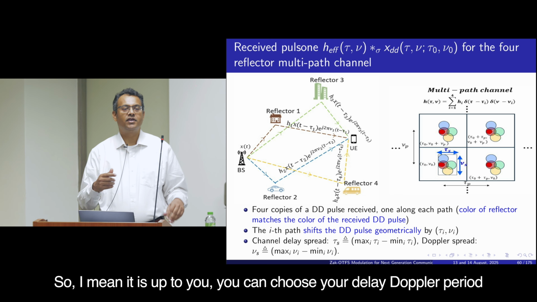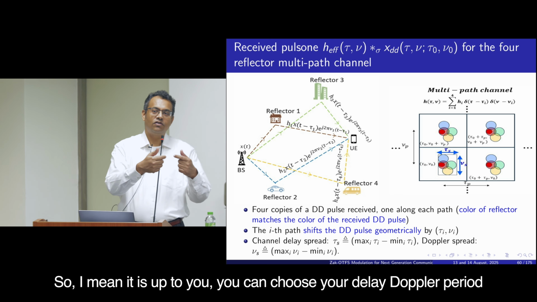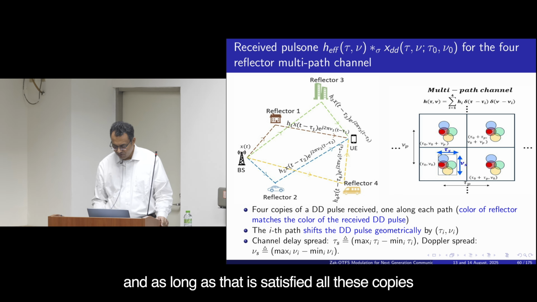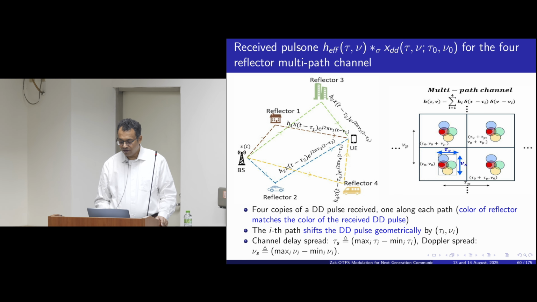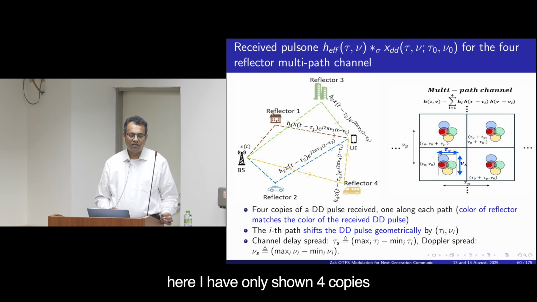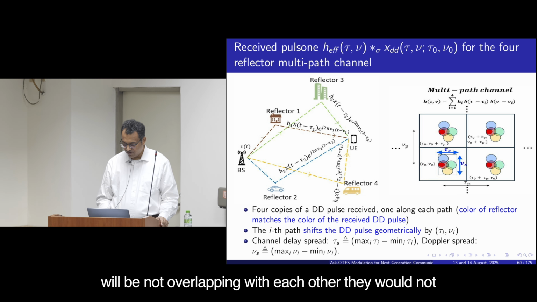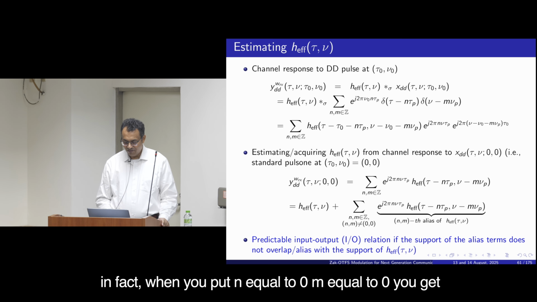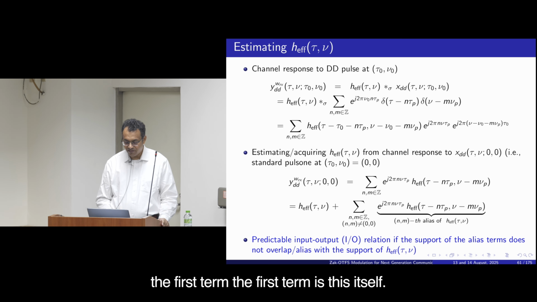It is up to you. You can choose your delay Doppler period very smartly so that that condition is satisfied, right. And as long as that is satisfied, all these copies, here I have only shown 4 copies, will not overlap with each other. And so, when you put n equal to 0, m equal to 0, you get the first term is this itself.